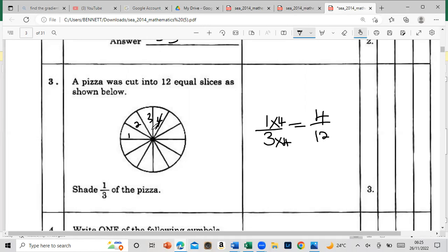All right, so let's follow the instruction. So you guys get the gist, all right? You just shade that portion, and you get your marks. All right, let's move on.